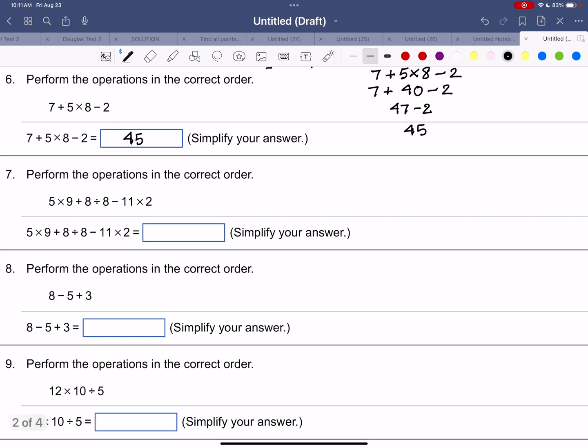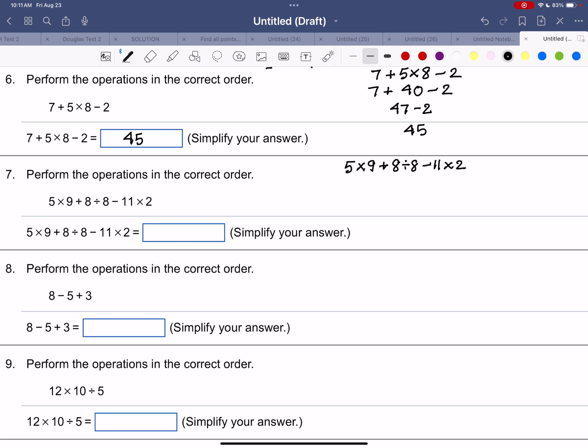Number 7. I've got a multiply, an add, a divide, a subtract, and another multiply. So copy the problem: 5 times 9 plus 8 divided by 8 minus 11 times 2. Multiply and divide are going to be above add and subtract, and I have to go left to right. Again, you can use your calculator to help you, but you have to show your work.